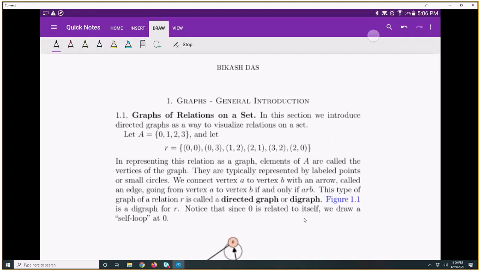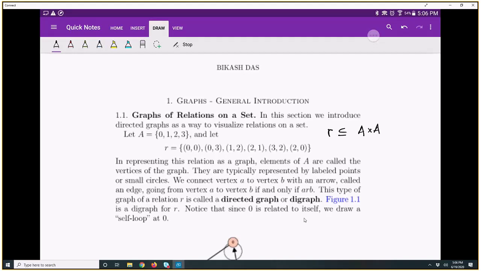So a relation is a subset of the Cartesian product. So for example, I have the set A equal to {0, 1, 2, 3}. And then the relation is going to be the set R, lowercase r, equal to the set of ordered pairs (0,0), (0,3), (1,2), (2,1), (3,2), and (2,0). So this set R is a subset of the Cartesian product of A with itself.